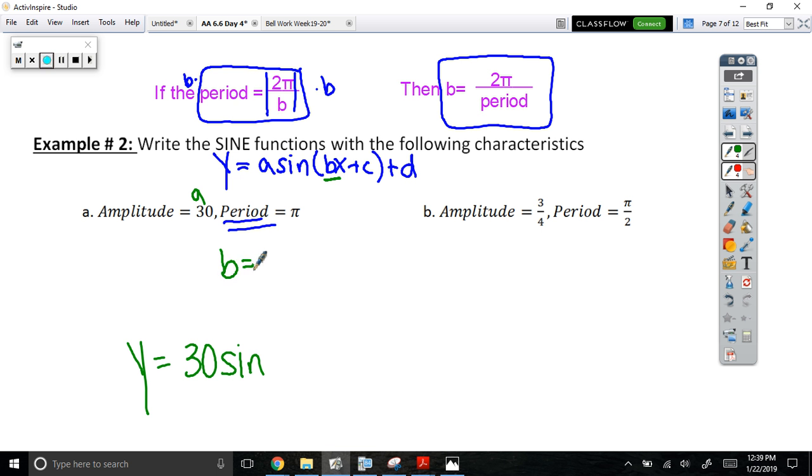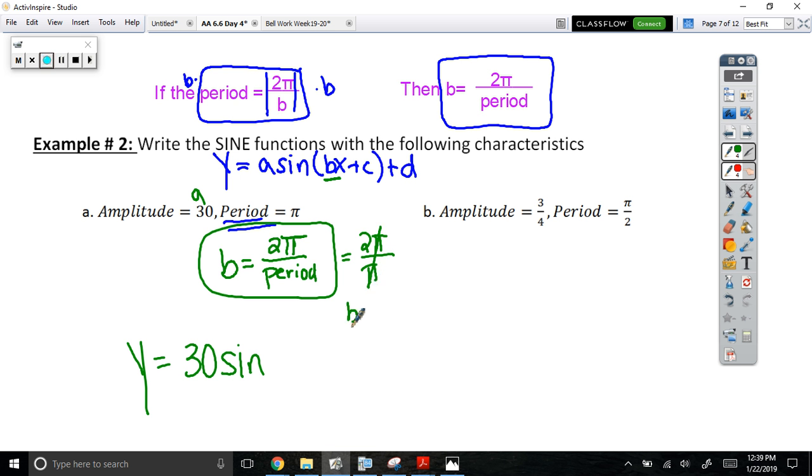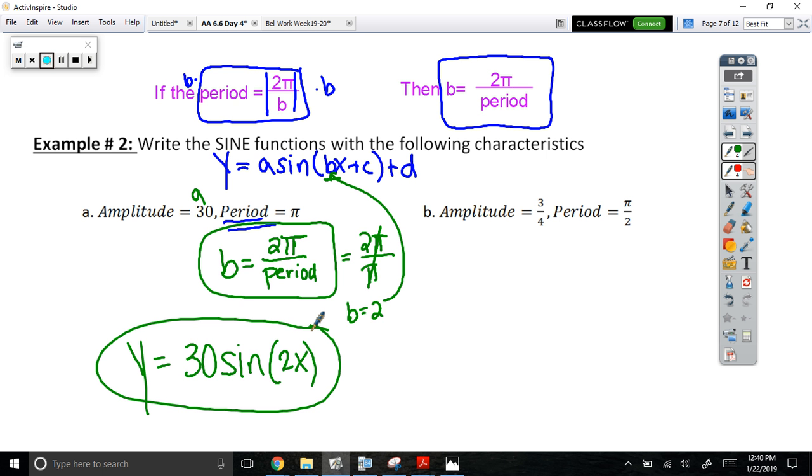B will equal the formula 2 pi divided by the period. I'll probably put these on the board during your quiz. We don't have a formula sheet really for this unit. There's not that many. So the period is pi. So 2 pi divided by pi, b has to be 2. Pi's divided out. So take the 2 and plug it in, and this will be sine of 2x. Again, c and d, they don't tell you anything about shifting left, right, up, or down. So that is your equation.